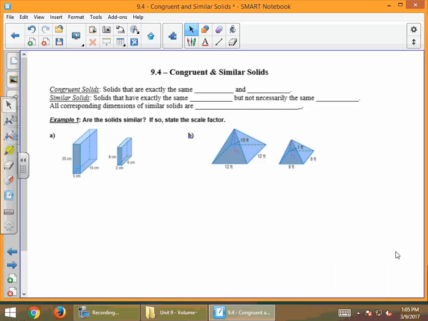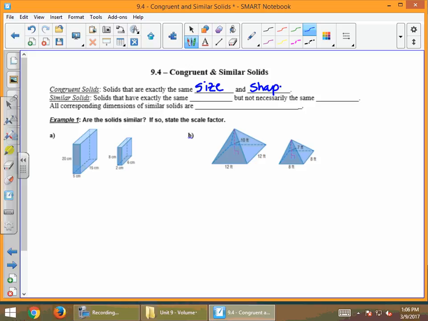Congruent solids are solids that have exactly the same size and shape. They're exactly the same. Similar solids are solids that have the exact same shape, but not necessarily the same size. Both could be pyramids, but one pyramid is small and the other one is a big pyramid.